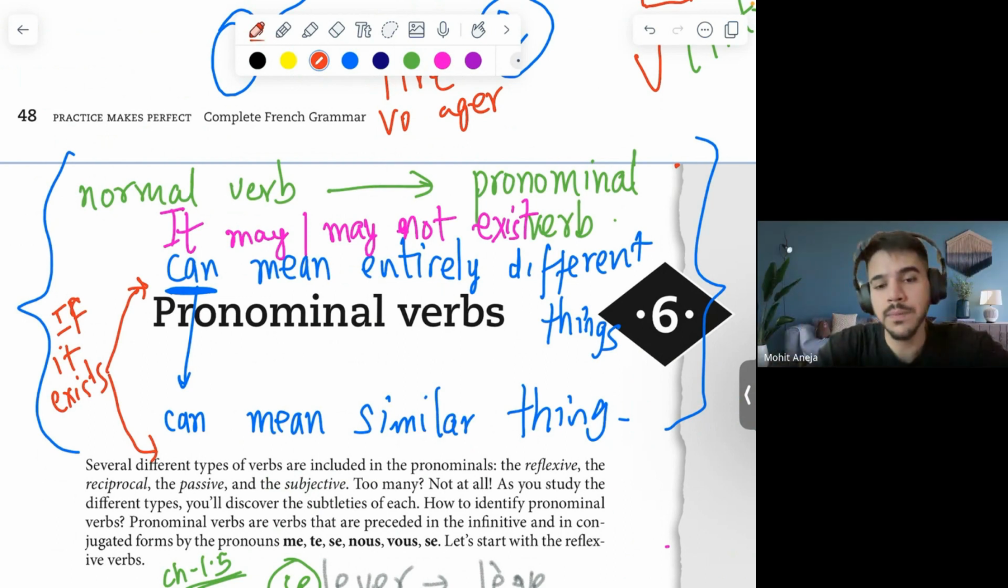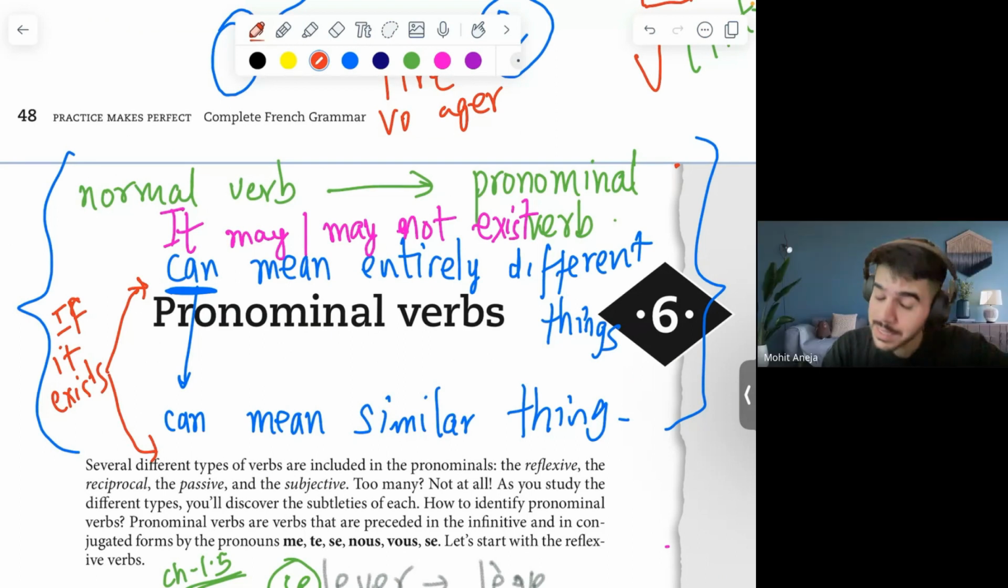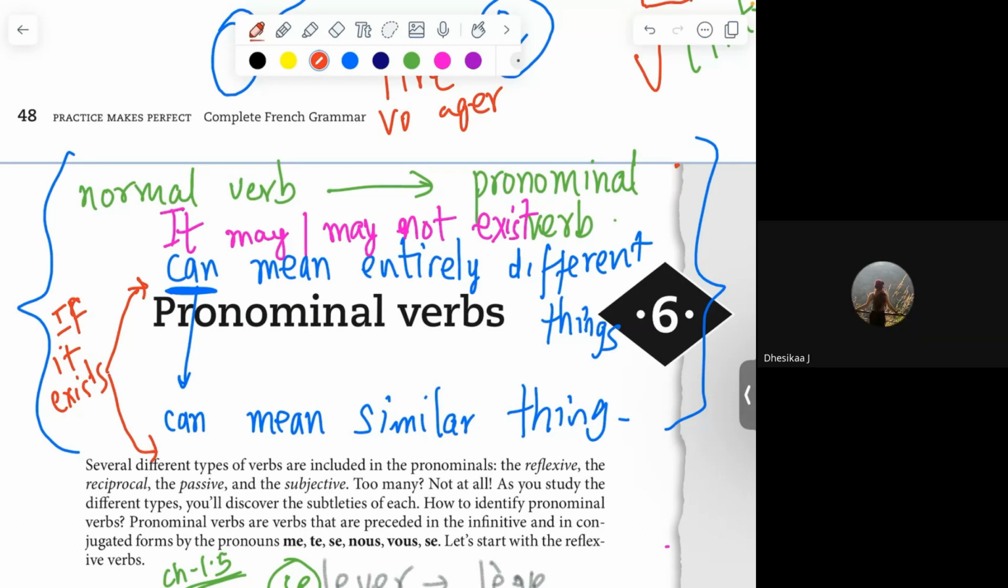ठीक है? जैसे I just gave you an example, mettre means to put something somewhere. But se mettre means to start. कुछ लेना देना नहीं है मेथड से. It actually changes the whole meaning. It changes the whole meaning is what I'm teaching you. It's kind of tricky.